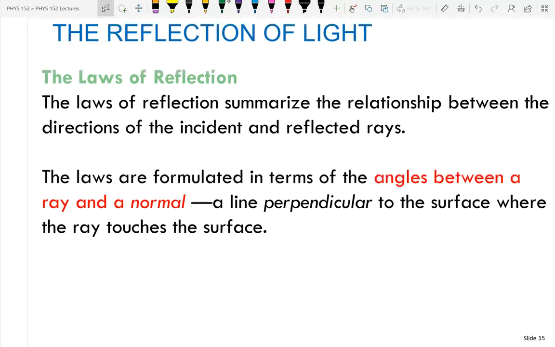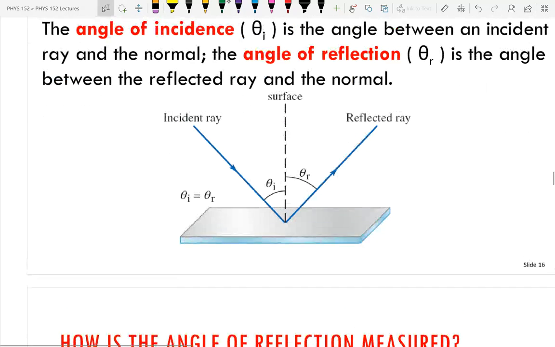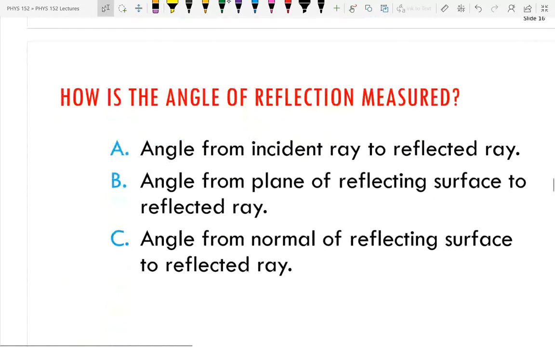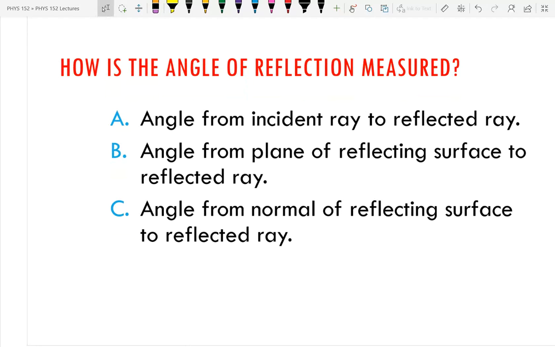Okay, I've already covered the next few slides here. There's the picture that shows the angle of incidence equals angle of reflection. Just use one letter, which is fine until you get to refraction. And now a question that I said was super important. How do you measure the angle of reflection? From where to where?